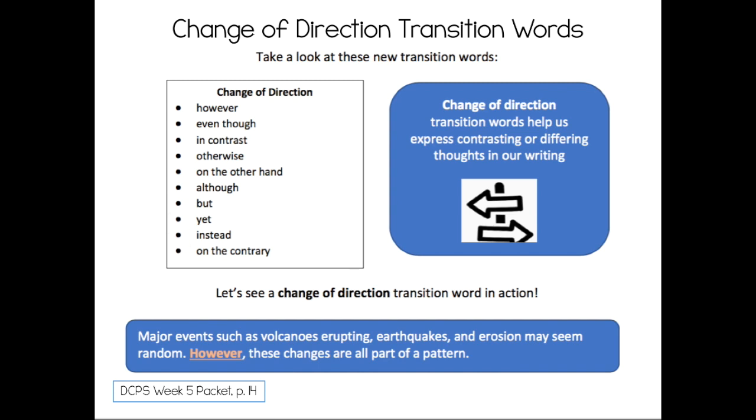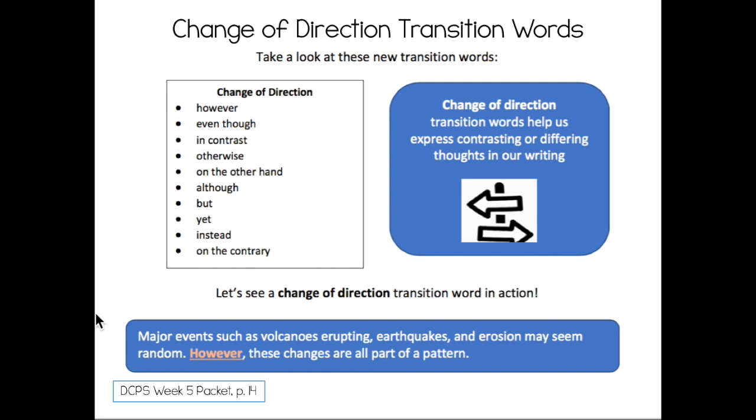contrary. What we mean by change of direction is a transition word that helps us express contrasting or differing thoughts in our writing. So it helps our reader to understand that we're talking about a new idea because it signals to the reader that our direction, our point that we are making, is changing slightly.